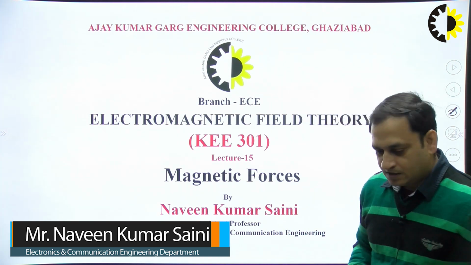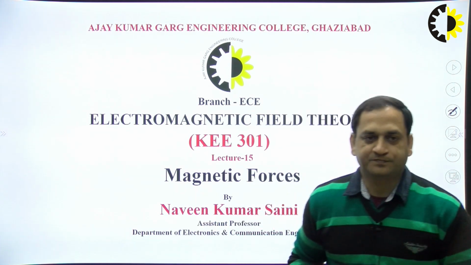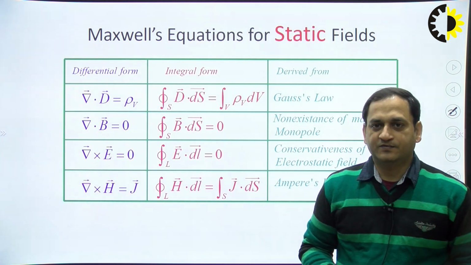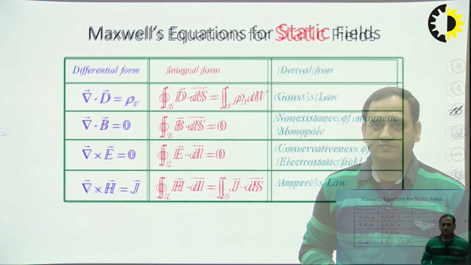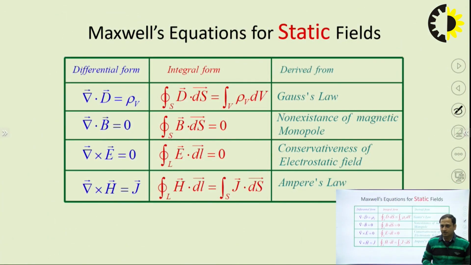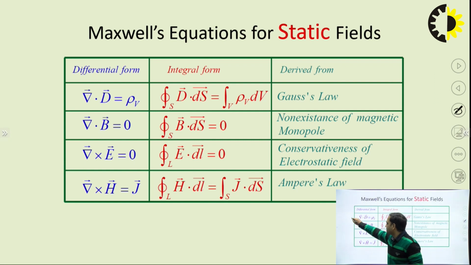Today in lecture 15, we will start the magnetic forces. In that, first we will recap what we have discussed till now. We have discussed the Maxwell's equations for the static fields, in terms of the point or differential forms and in terms of the integral forms. First, in differential form, which is based on the Gauss law, that is del dot D is equal to rho. This is the first Maxwell's equation.